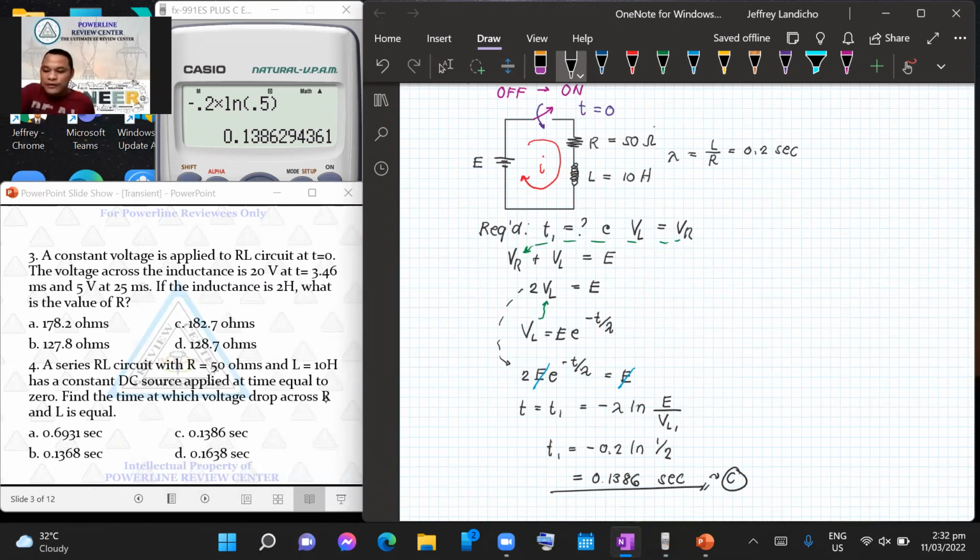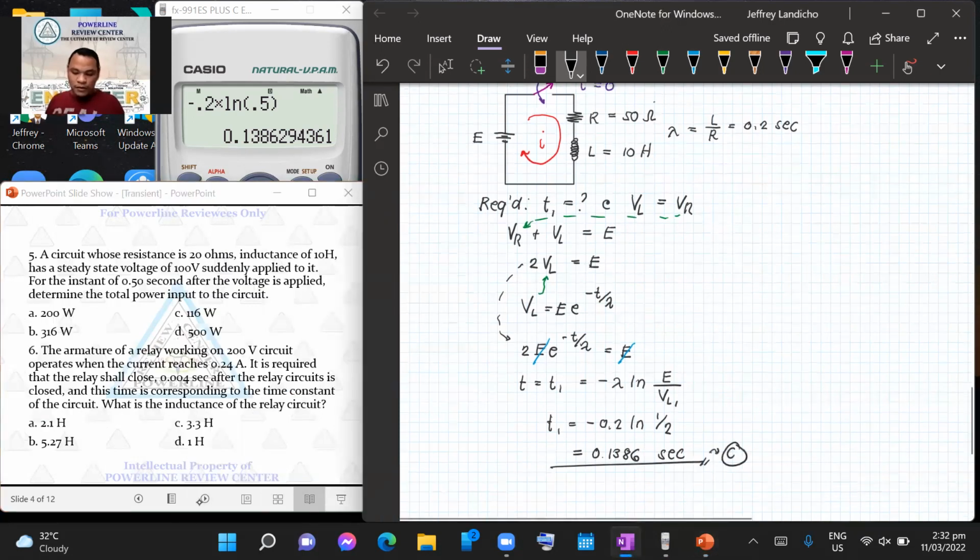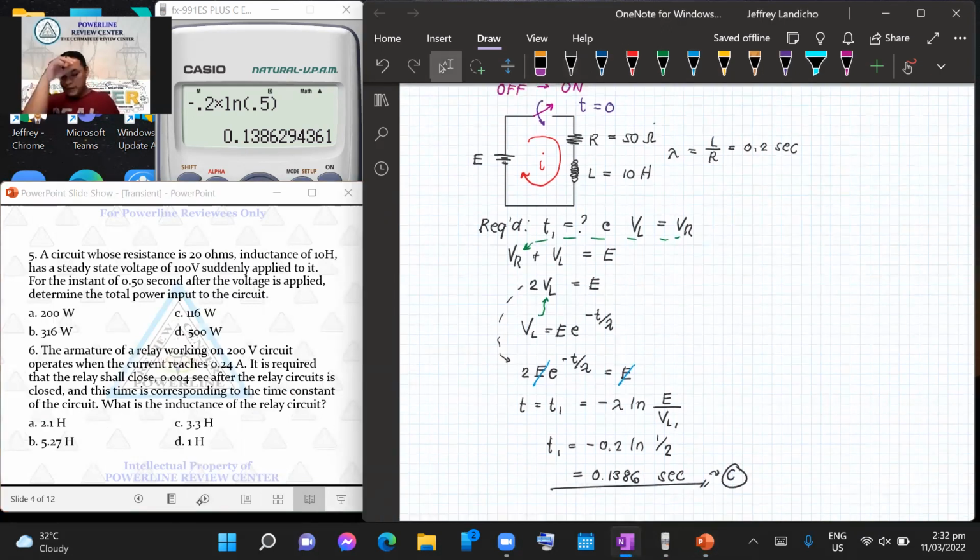Gets ba? Nakuha? Any question regarding problem number 4? So again, RL pa lang tayo, kapatid. Dapat kabisado natin yung behavior ng ating RL pagdating dyan sa DC source. So yun ang number 4. Let us try number 5.